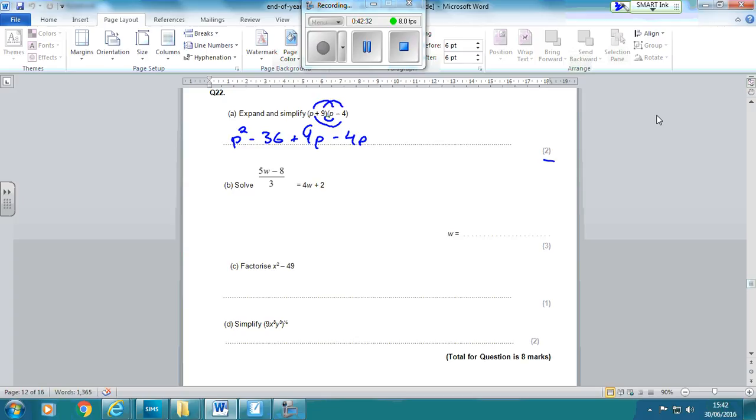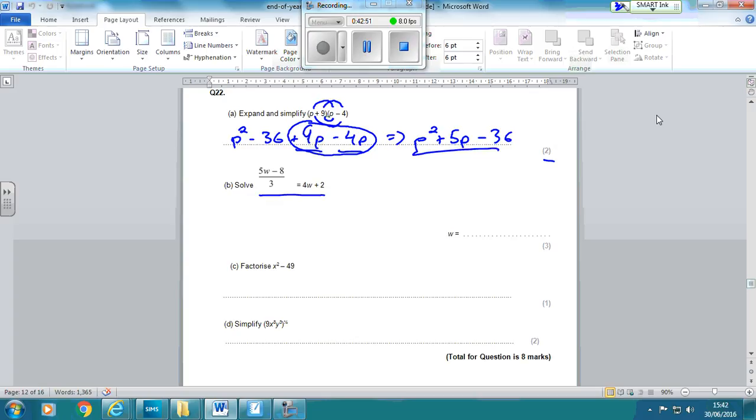The next one is for simplifying the nose and the mouth, so simplifying the p's. We've got p squared and we've got the minus 36. But now we've got to do 9p take away 4p, which is going to be plus 5p. That's it. That gets you the 2 marks for this one.